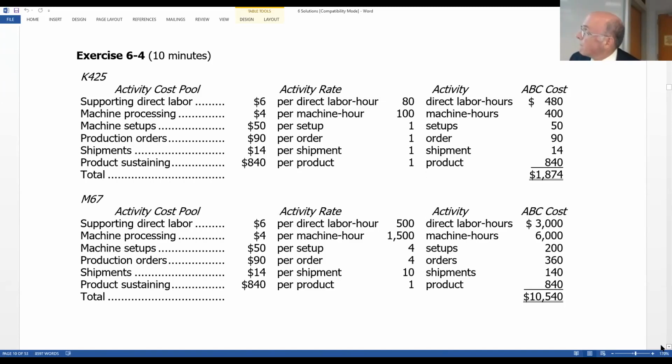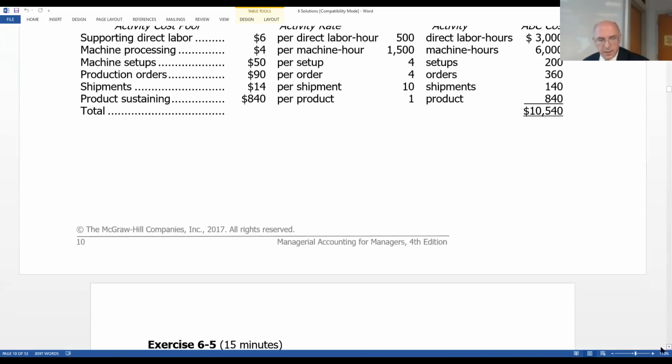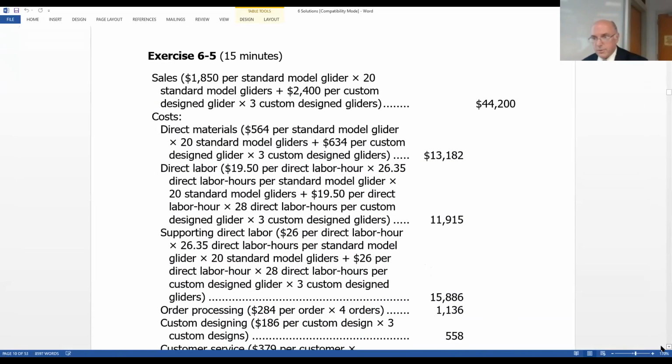Is that all there is to this? I think it is. Yeah. Most of the time is just structuring these things, putting them in the columns, figuring out what to do, multiply or divide one number by another.